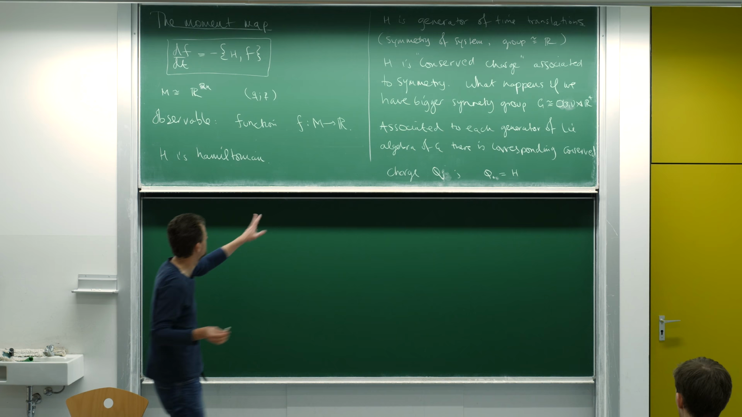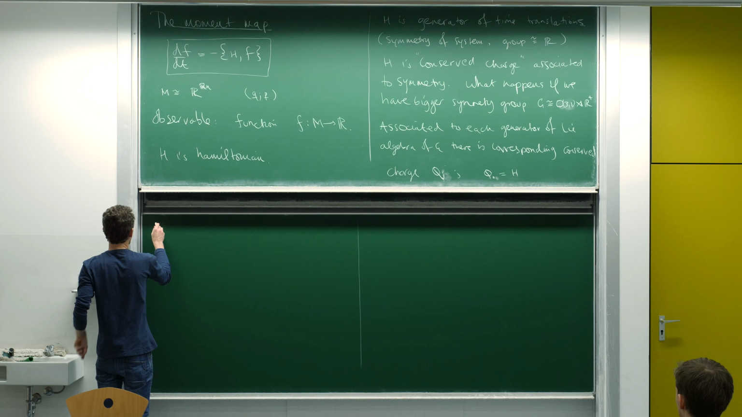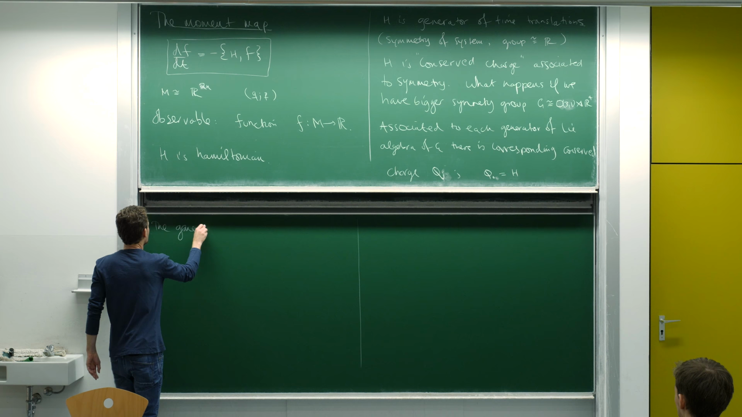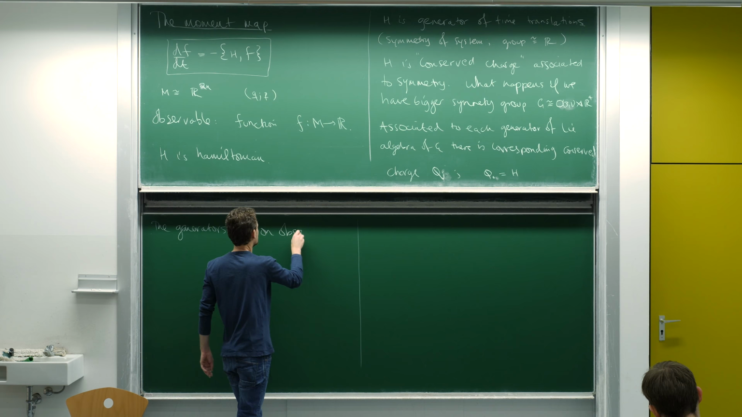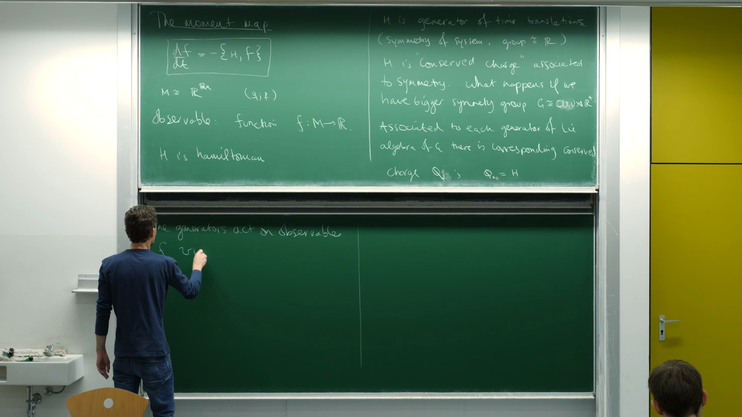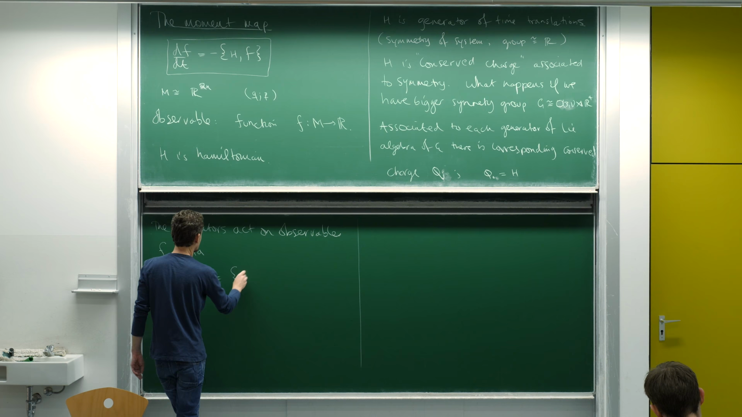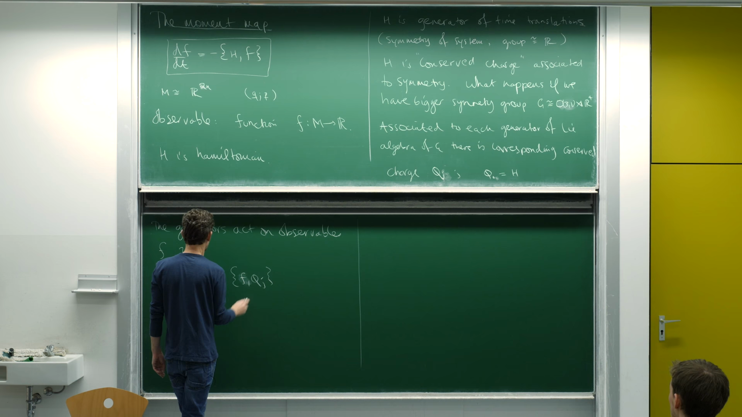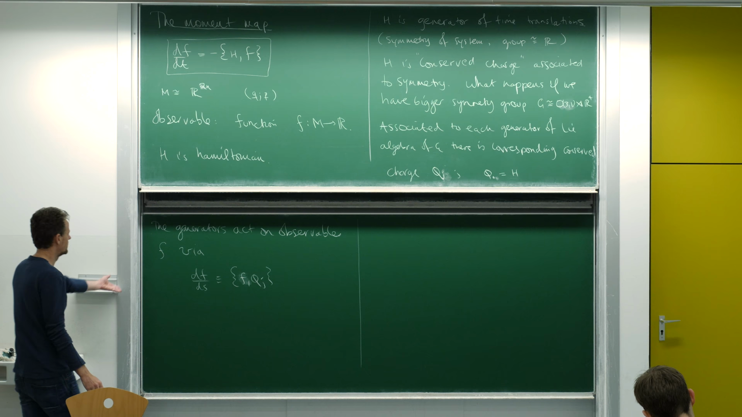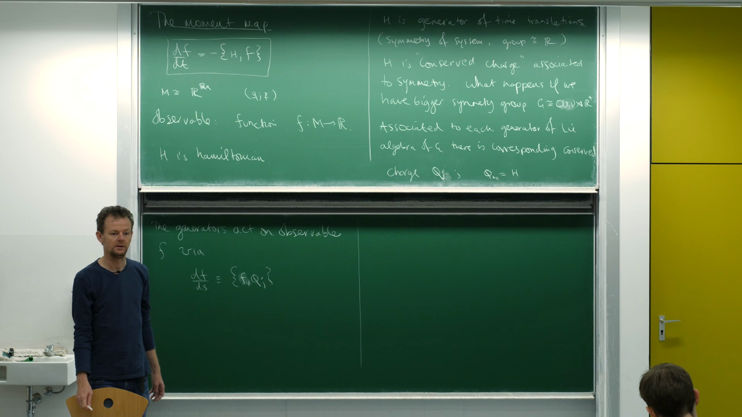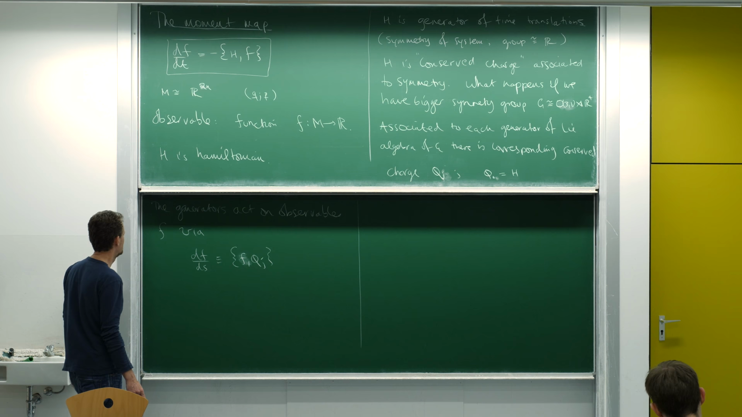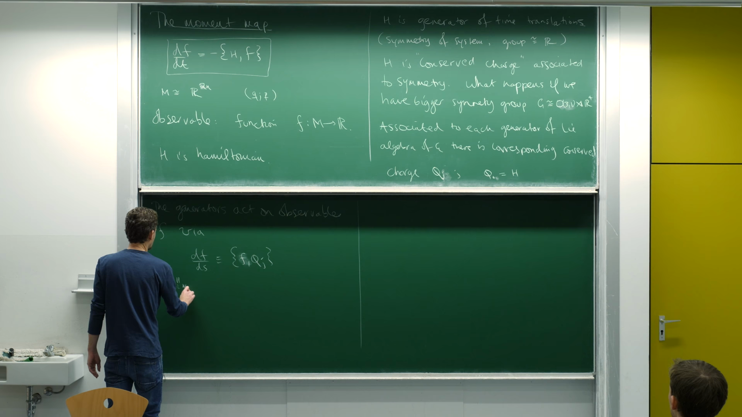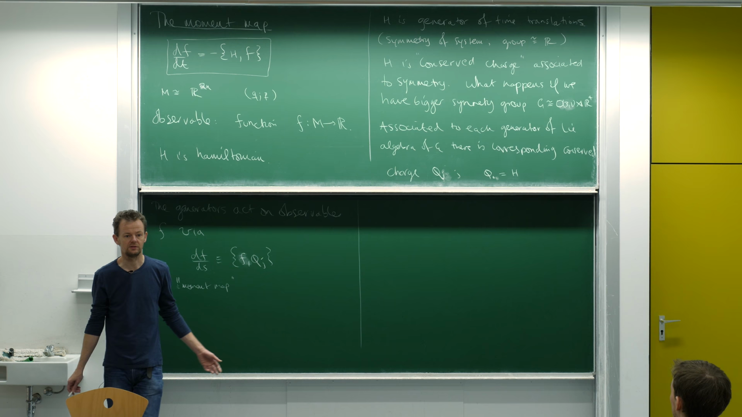I'll summarize a couple of these things. So the generators act on the observables, which are just functions on phase space, according to this standard Poisson bracket, for the symmetry group. So what is the moment map? Well, the moment map is just the list of these generators. Nothing more, nothing less.